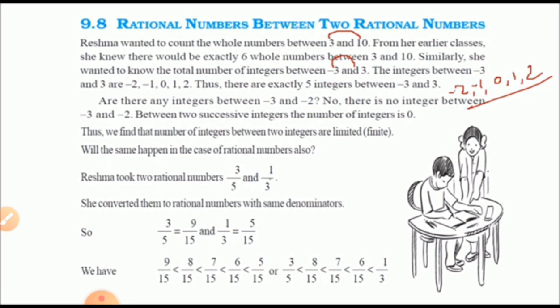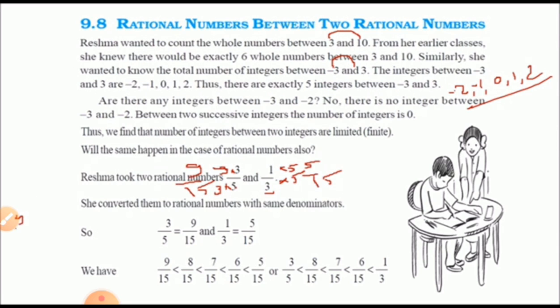Reshma took two rational numbers, 3 upon 5 and 1 upon 3. First of all, we can make equivalent fractions or equivalent rational numbers. So we will get here 9 upon 15 and 5 upon 15. So between 9 upon 15 and 5 upon 15, can we write it this way: 1 upon 3, 6 upon 15, 7 upon 15, 8 upon 15, 3 upon 5. Or you can write 5 upon 15. Why not 5 upon 15? Sure. 6 upon 15, 7 upon 15, 8 upon 15, 9 upon 15.